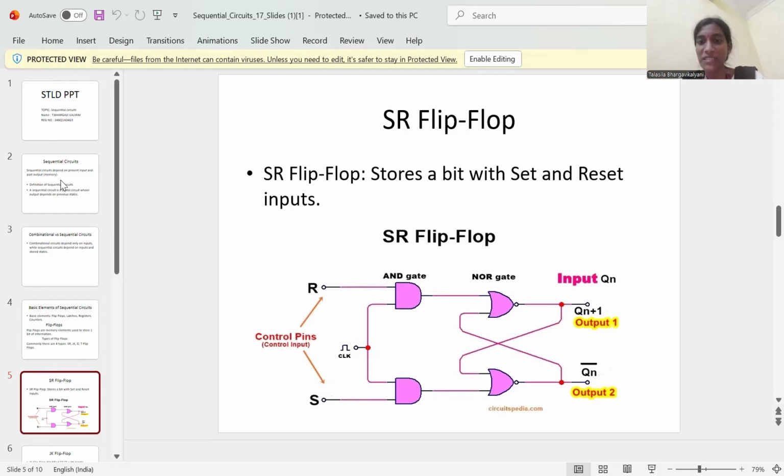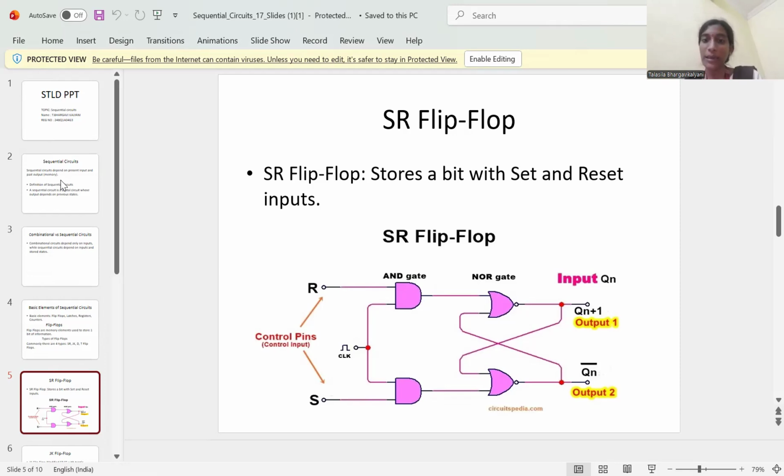SR flip-flop is a flip-flop built on set and reset inputs. Here we give R and S as inputs and a clock pulse as another input. Here it passes through an AND gate and then through a NOR gate. And we can see that the outputs are interconnected to the gates.